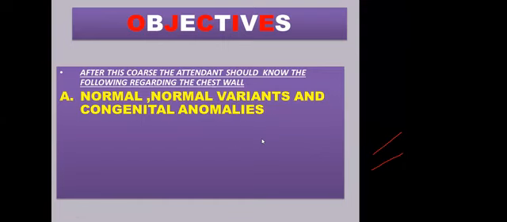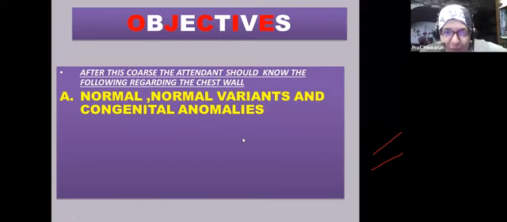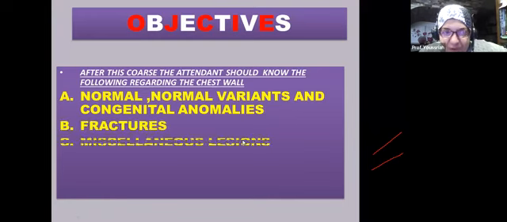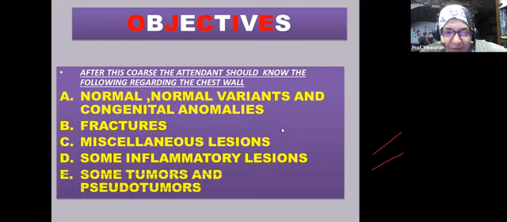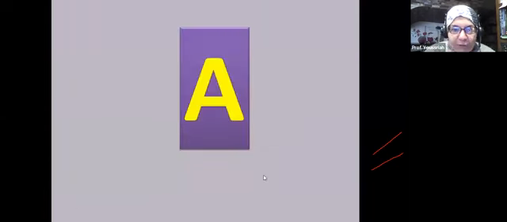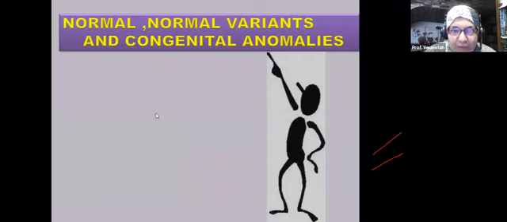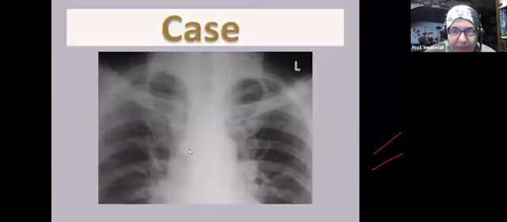Okay, we need to know the normal variance and the congenital anomalies, fractures, miscellaneous lesions, some inflammatory lesions, and some tumors and pseudotumors. First of all, the normal variants and congenital anomalies.